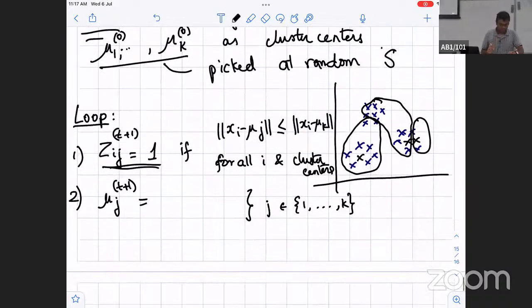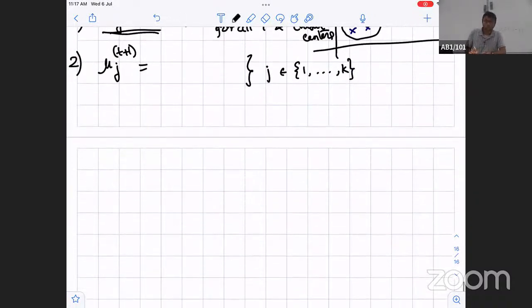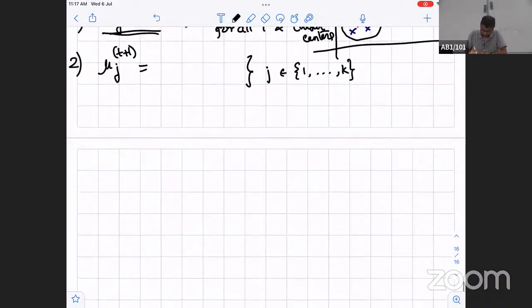Okay, let's write the pseudocode. I hope init is fine, right? In init I will choose mu 0.